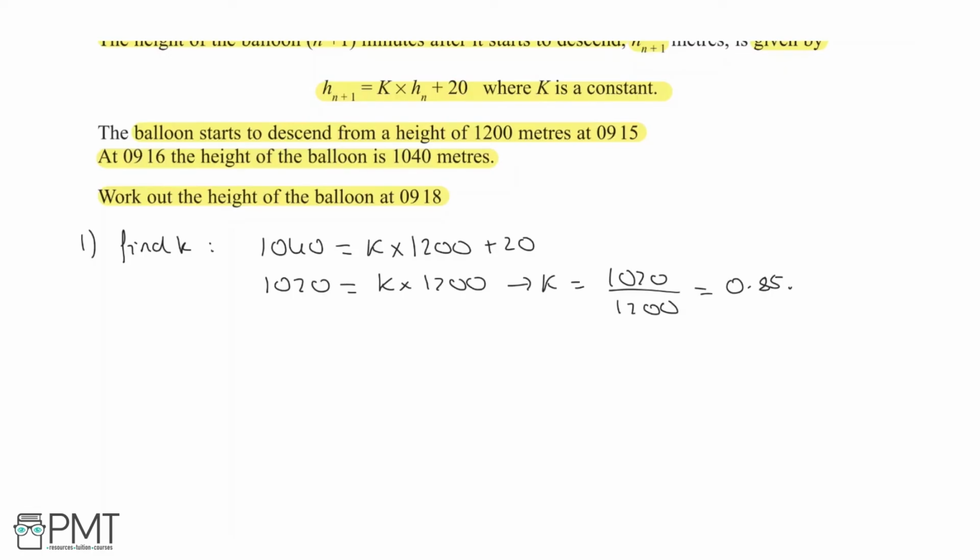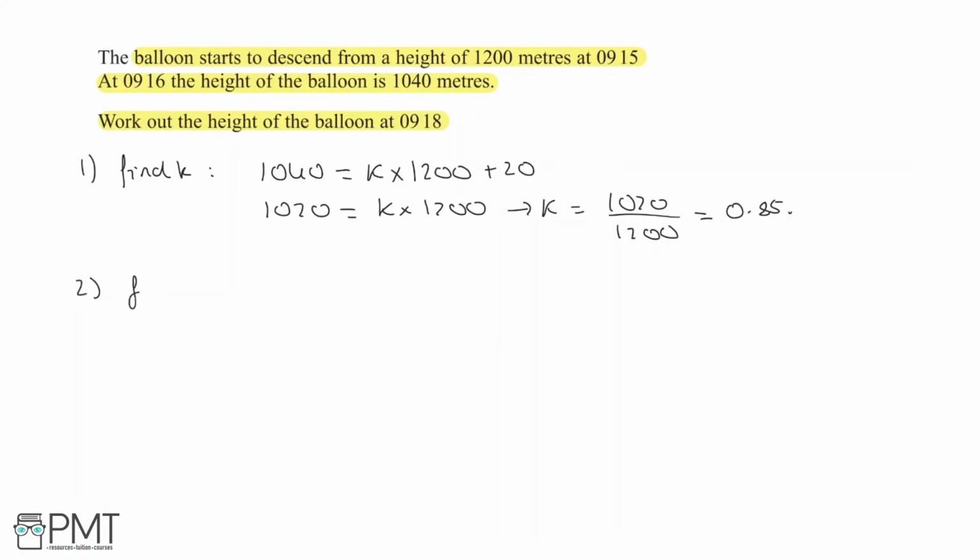Now, we need to work out the height of the balloon at 9:18, okay? So, first, find h at 9:17. So h at 9:17 will equal 0.85 times the height at 9:16, which is 1040 plus 20. Okay, so we've got 0.85 times 1040 plus 20, which gets us 904 meters.